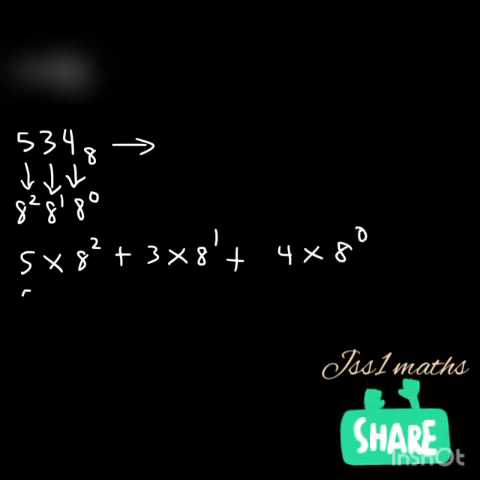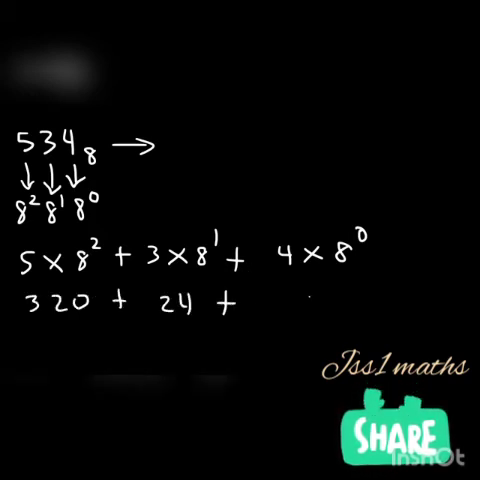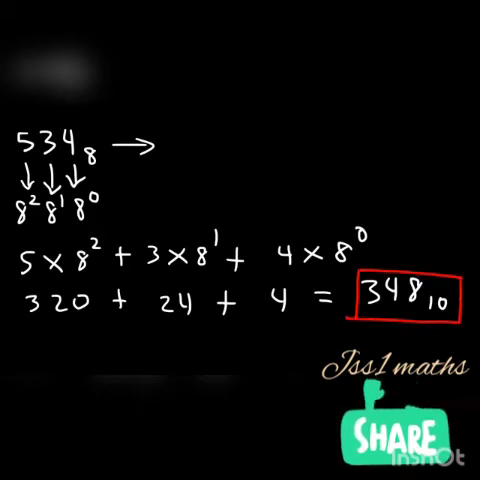Now 8 squared is basically 8 times 8, which is 64. And then 5 times 64 is 320. Now 3 times 8 is 24. And anything raised to the 0 power is 1. So 8 to the 0 is 1. 1 times 4 is 4. So we need to add 320 plus 24 plus 4. And that will give us 348 in the base 10 system. And so that's how you can go back from the octal system into the base 10 system.